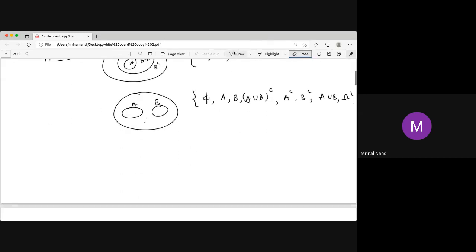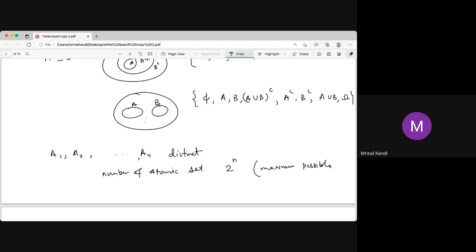So it is clear that, more generally, if you have finitely many sets A1, A2, and so on, they are distinct, not necessarily disjoint, then it so happens that the number of atomic sets is at most 2 to the power n. That is the maximum possibility, maybe less than that. Like if there are two sets A and B, the maximum possibility is 4, but it may be 3. So the maximum number of atomic sets is 2 to the power n.